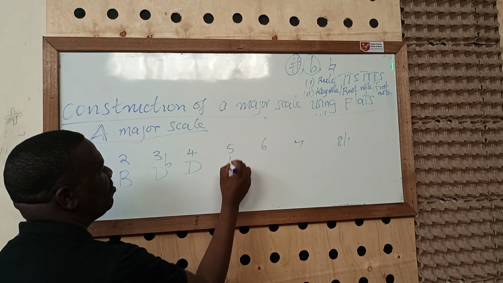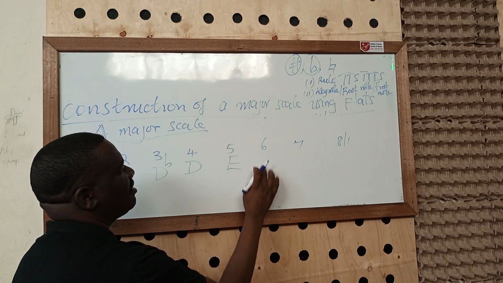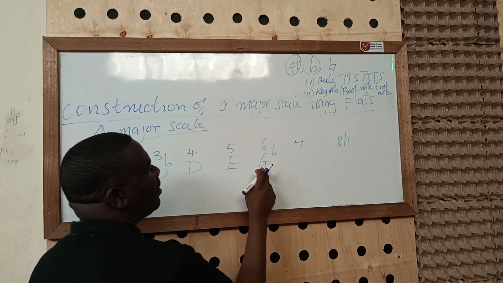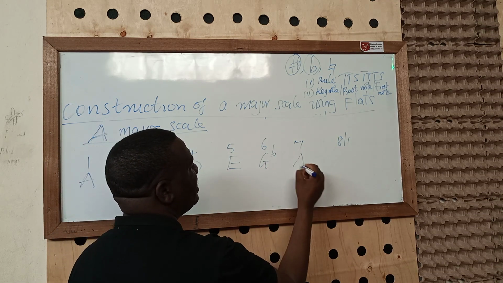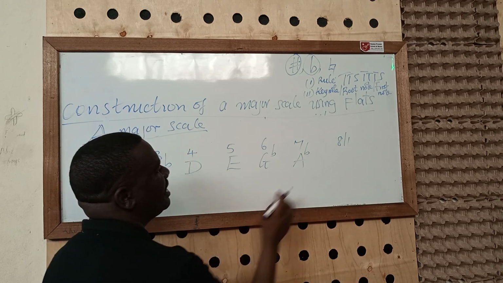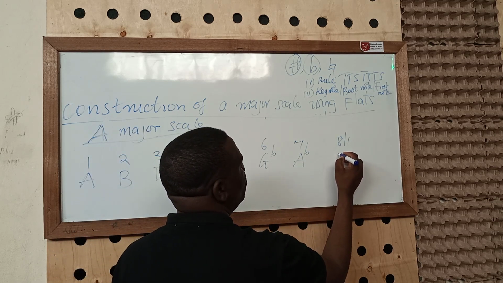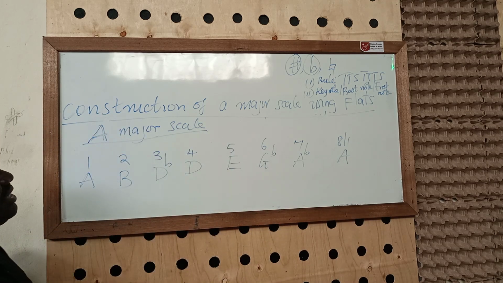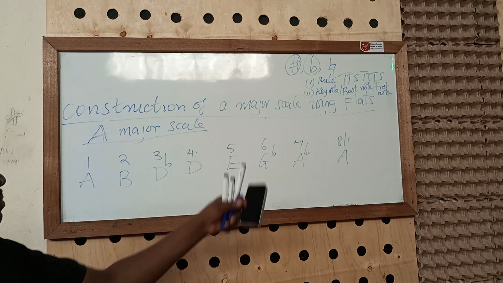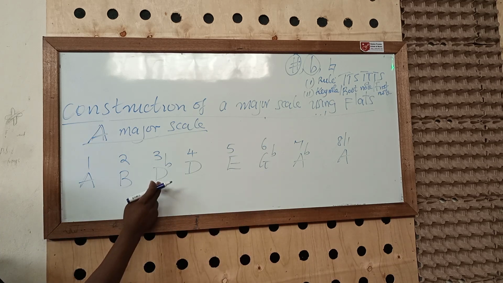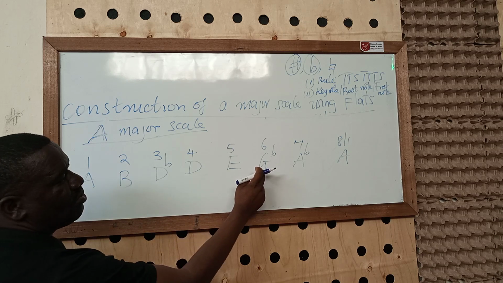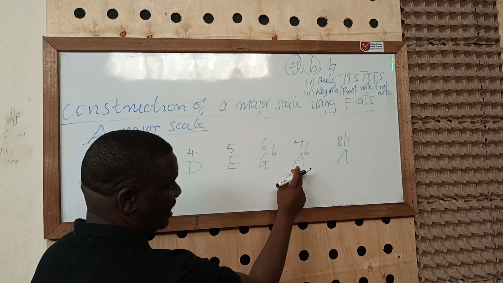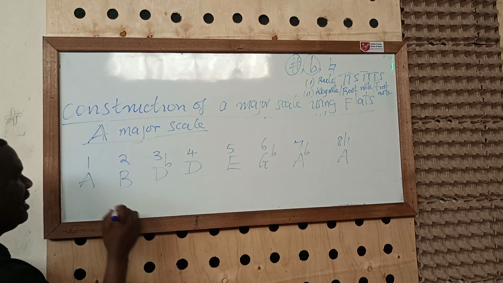Whole step takes us to E. Whole step takes us to F sharp, which is G flat. This one will take us to A flat. A whole step will take us to A flat. Half step here will take us to A. That is how we construct the major scale for A using flats, not sharps. If you are using sharps, this could be C sharp, this could be F sharp, this would be G sharp. But now we are using flats.